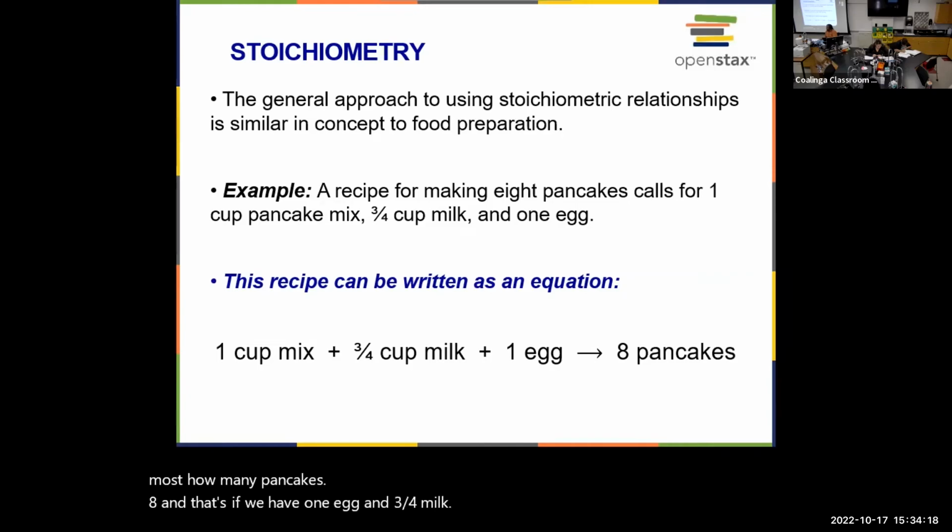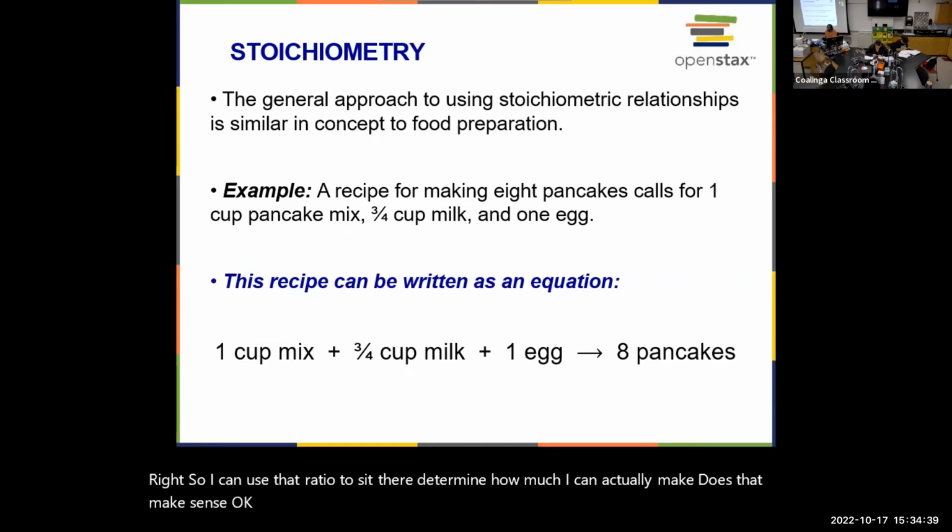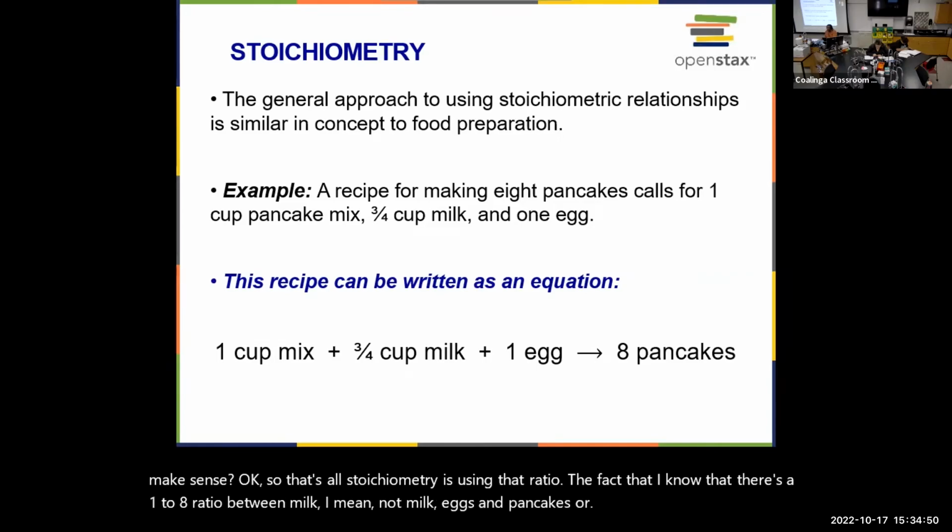What if I had a half an egg? It wouldn't add up to the same amount of pancakes. How many pancakes could I make with a half an egg? 4 at most. 4, right? So I can use that ratio to determine how much I can actually make. Does that make sense? That's all stoichiometry is: using that ratio. The fact that I know that there's a 1-to-8 ratio between eggs and pancakes, or cups of mix and pancakes.